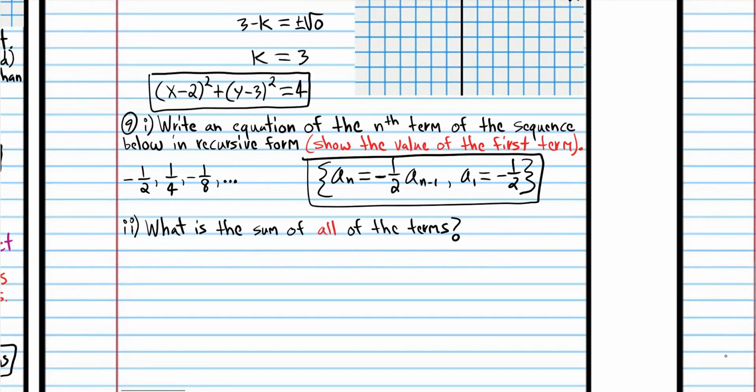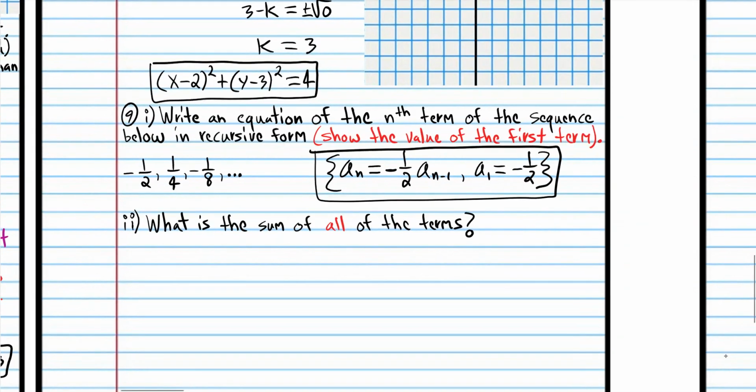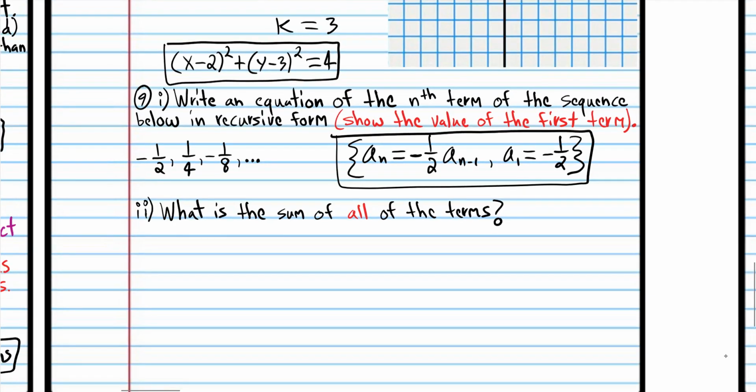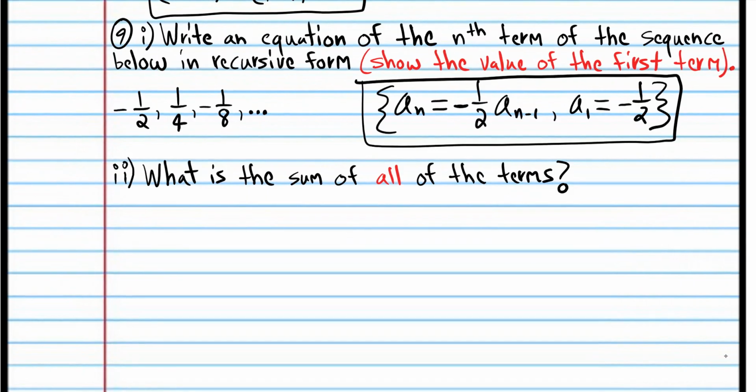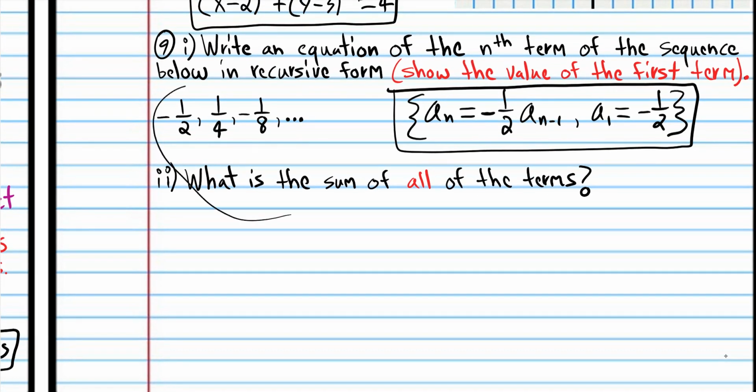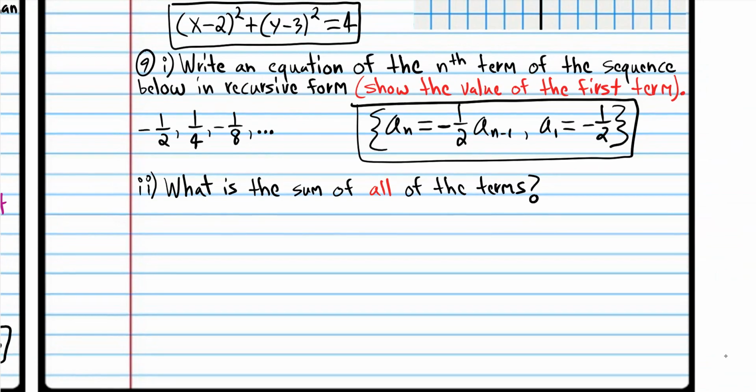So if you got that right, excellent. Go ahead and try part 2 of this problem. When you come back, we'll do it together. Okay, we're back. What is the sum of all of the terms? So this is 3 of the terms, but notice the dots. That means it just keeps going on indefinitely. And really what that means is that the sequence is actually infinite. It just keeps going on and on.